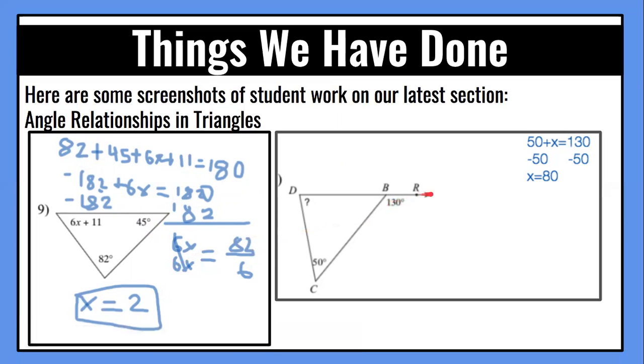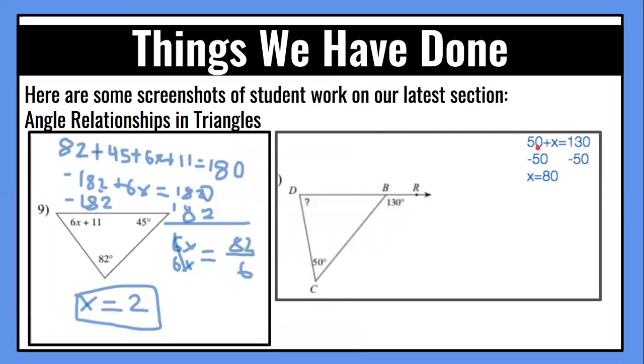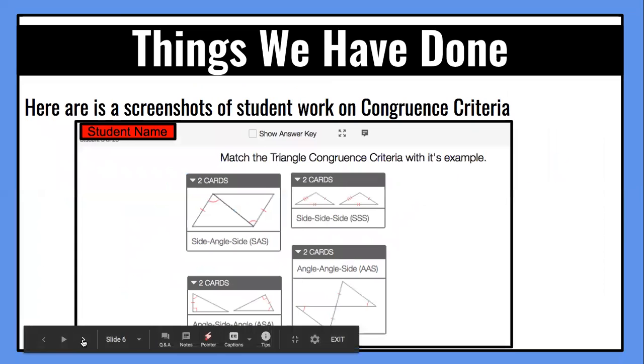Here we're going over the exterior angle theorem, where we know this angle is equal to the sum of angle D plus angle C. So we'll call that x plus 50 is equal to 130. You want to get x by itself, subtract 50 from both sides, then you're going to get x is equal to 80. So this missing angle is 80 degrees. So learning is going on in our classroom, right?